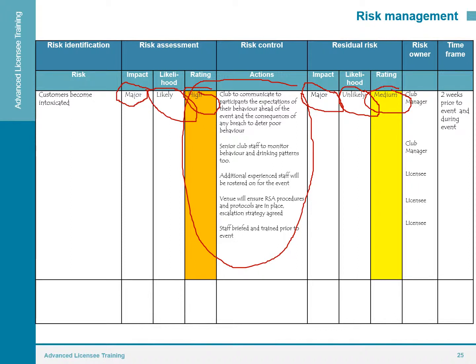The risk owner, who's responsible for this? We've got the club manager and the licensee. And our time frame is 2 weeks prior to the event and during the event.